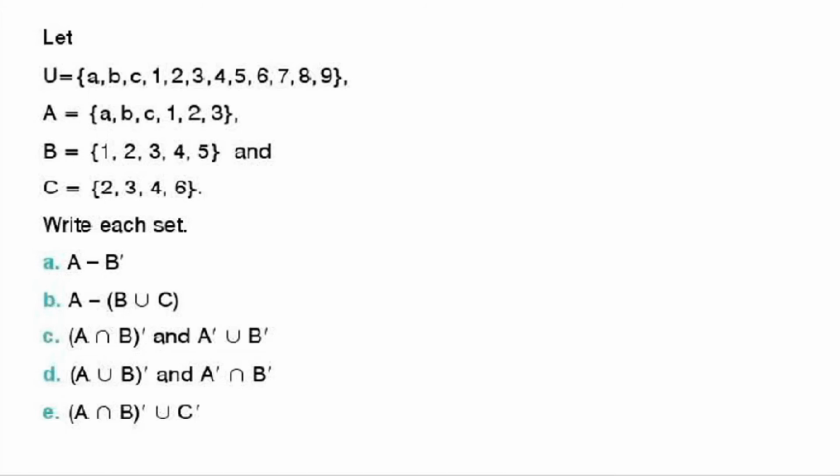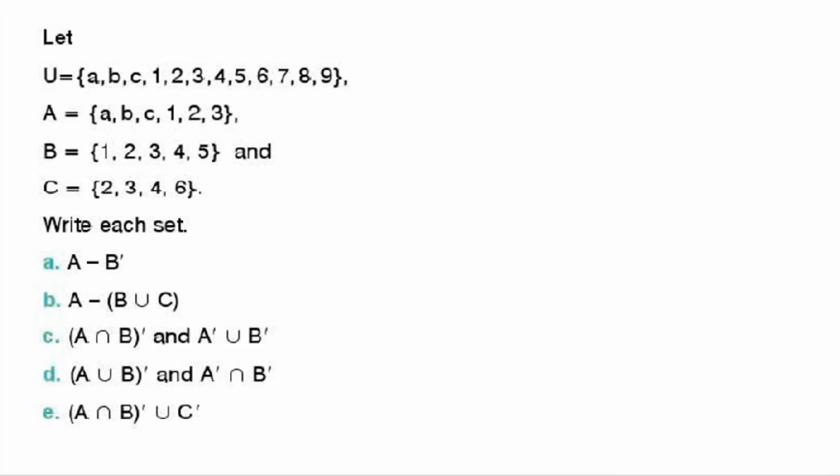Let the universal set have elements A, B, C, 1 up to 9. Set A whose elements are A, B, C, 1, 2, 3. Set B whose elements are 1, 2, 3, 4, 5, and set C whose elements are 2, 3, 4, and 6. Now, let's try to answer the following.